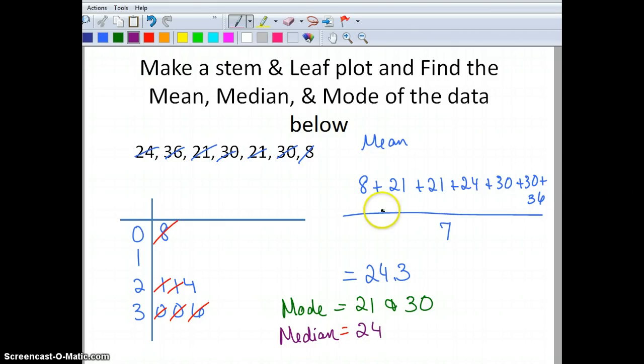And let me look at this one where it's more linear, maybe a little easier to see. So 8 and 36 aren't in the middle. 21 and 30. Again, 21 and 30, which only leaves me with 24 for my median. And that's it.